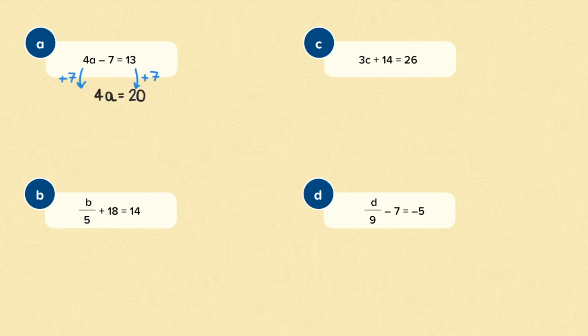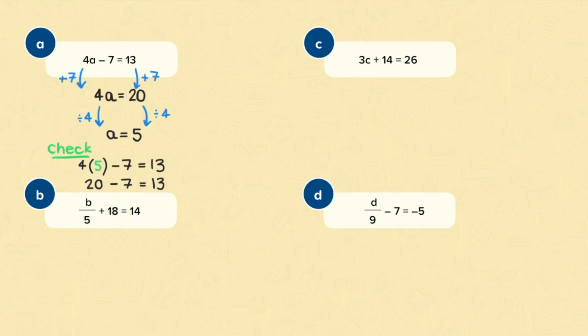The inverse of multiplying by 4 is dividing by 4. So we divide both sides by 4 and we find a equals 5. Remember, you can check by substituting your value for a back in. 4a take away 7 equals 13. So 4 times 5 is 20. Take away 7 is in fact 13.